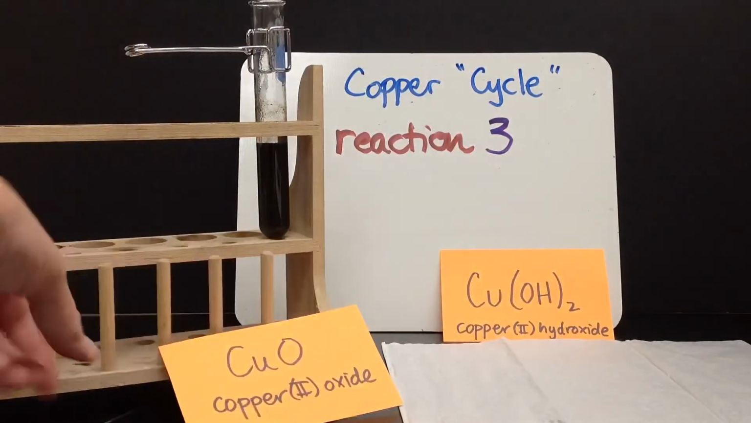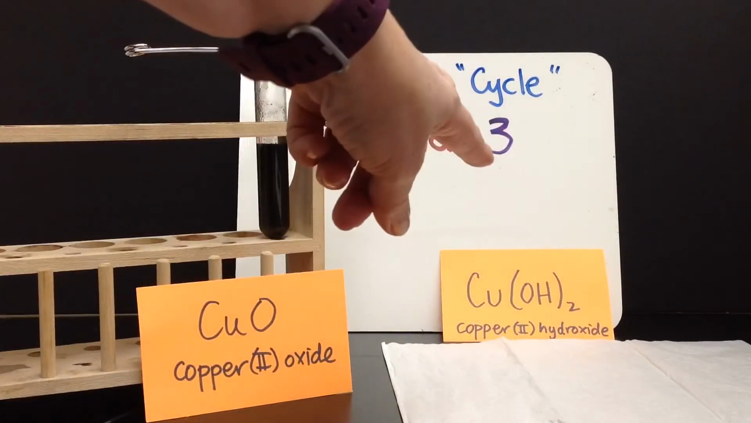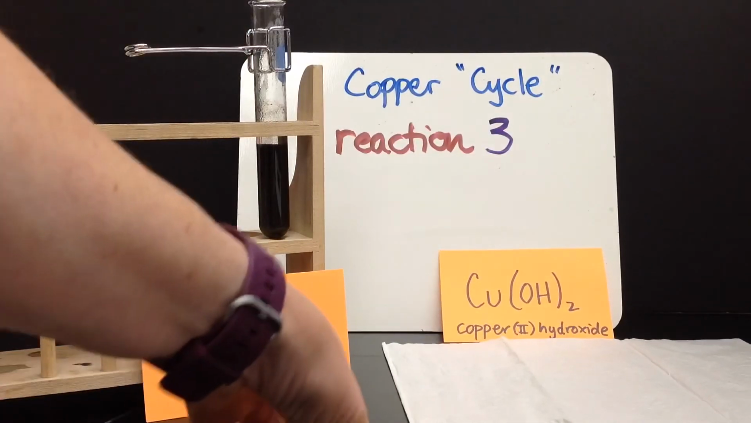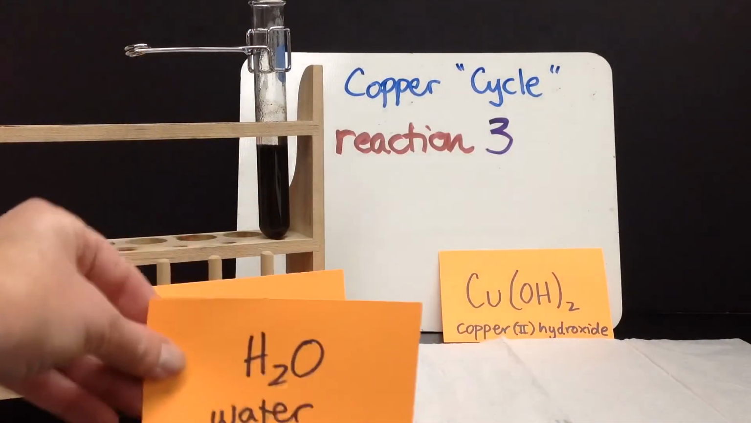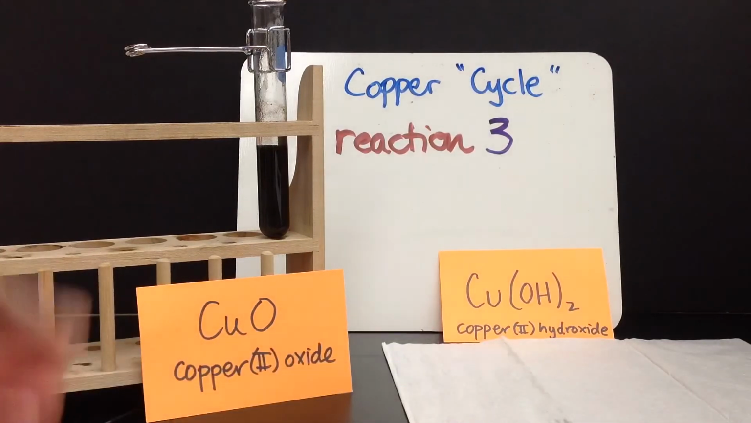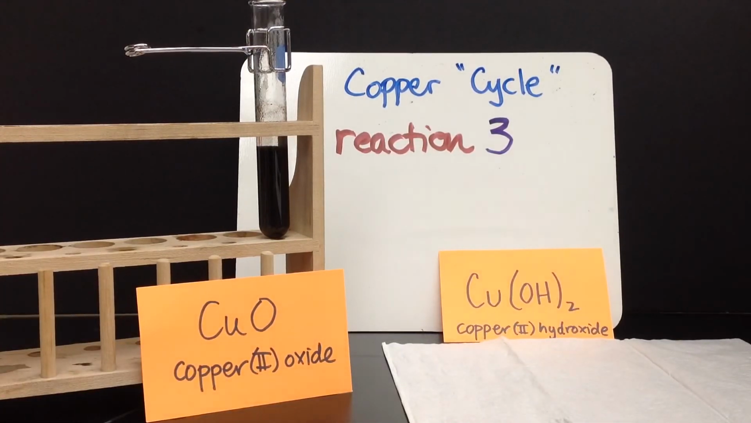So the Cu(OH)2 kicks out 2 H's and an O, and we get this brown copper oxide plus some water. And we'll take a look at the balancing later. That's reaction 3.